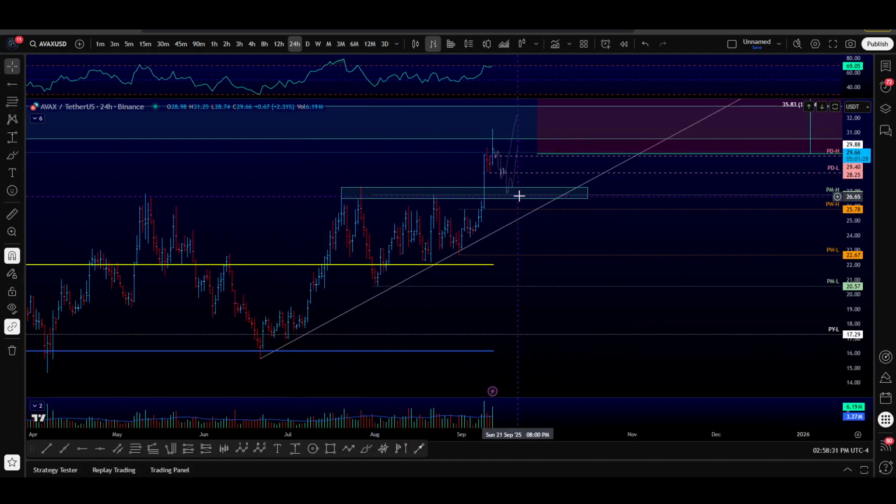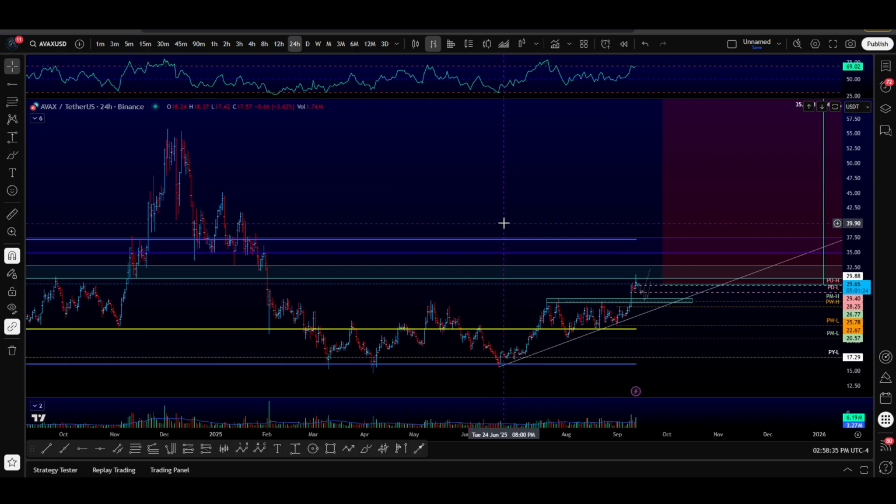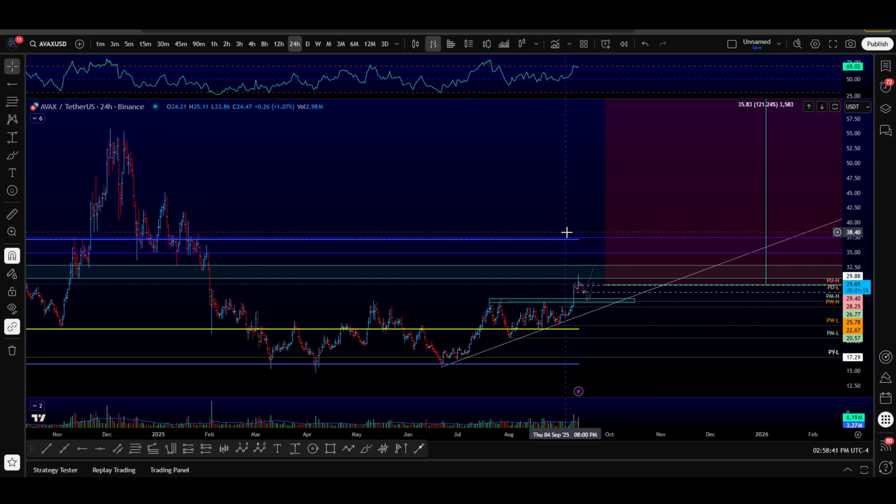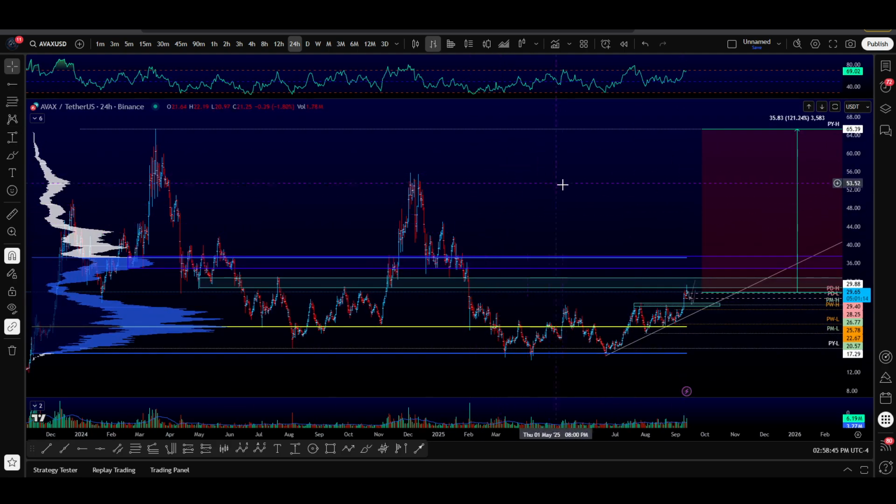But right now, in my opinion, best support comes in at around $27. I'd be looking for longs if we flip $33 into support. Even better if we can start trading above $37, aiming for that $65 high.